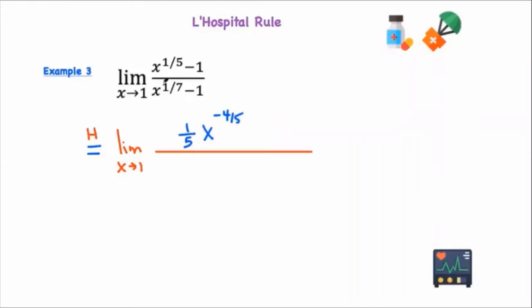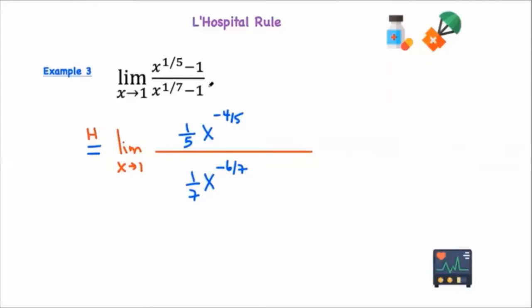Then we're going to differentiate the denominator. Notice when we differentiate that, the 1/7 comes down, we subtract 1 from the power to give us minus 6/7, and the derivative of 1 is simply 0. So let me emphasize again that we are using L'Hopital's rule, but what we are not doing is using the quotient rule.